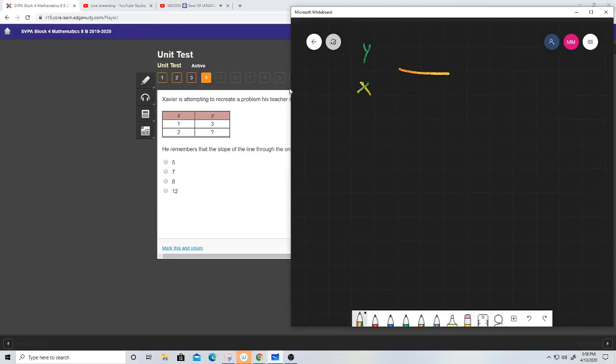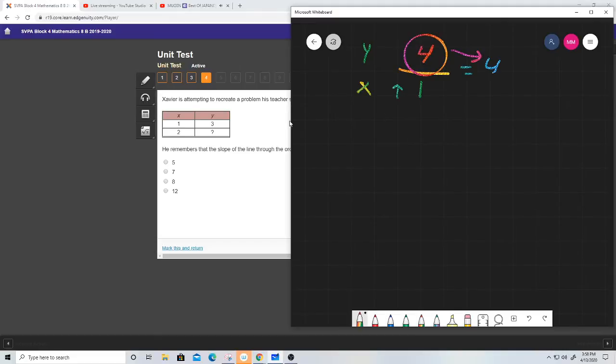What does our x go up by? If I'm going from this direction down, 1 to 2 is a positive 1, right? It went up 1. What does this have to be? What divided by 1 is 4? 4, right?